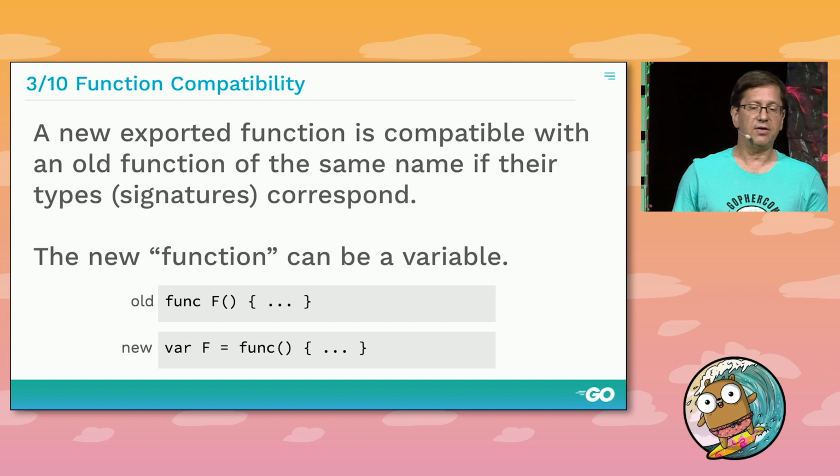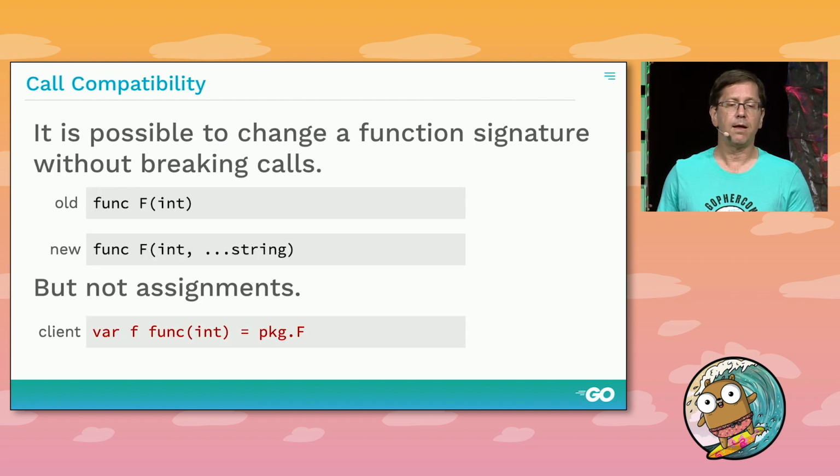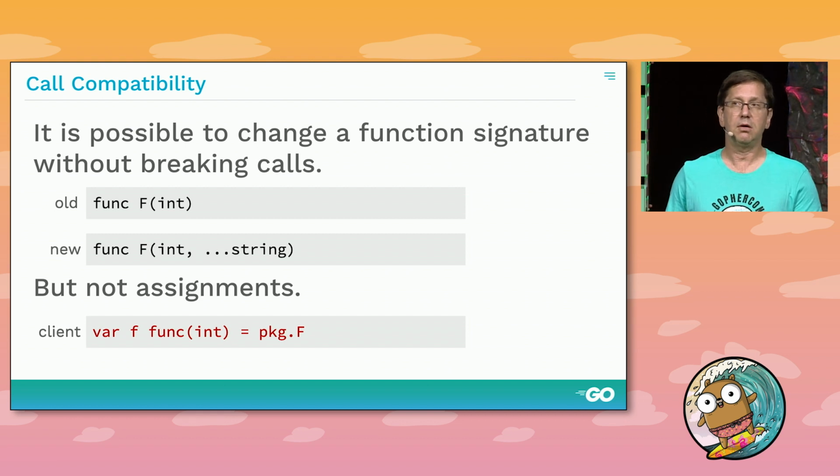Now, the part about the type signatures corresponding seems clear enough, but there's something important going on here. The rule precludes something that you really want to do sometimes, and that is to change a function signature in a call-compatible way, a way that won't break any callers. For example, you could add a variadic argument to the end of a function that didn't have one. That won't break callers. Any call to the function that compiles with the old signature will pass exactly one integer argument, so it will compile with the new signature.